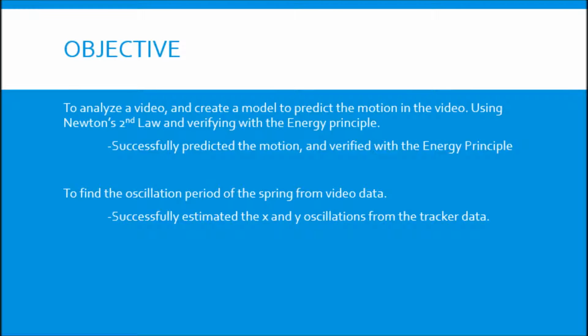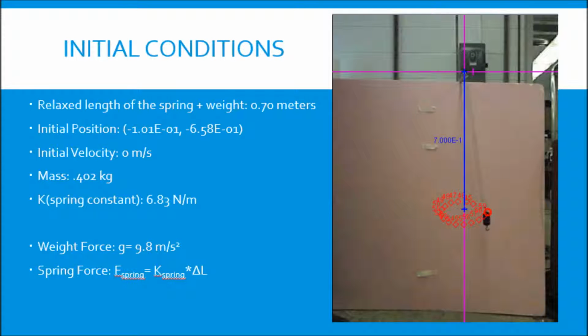The initial conditions had the initial position based on what we got from the tracker. Initial velocity was 0, since it was released from rest. The mass is 0.402 kilograms. The spring constant is 6.83 newtons per meter, which we found in the practice lab. Gravitational acceleration is 9.8 meters per second squared.